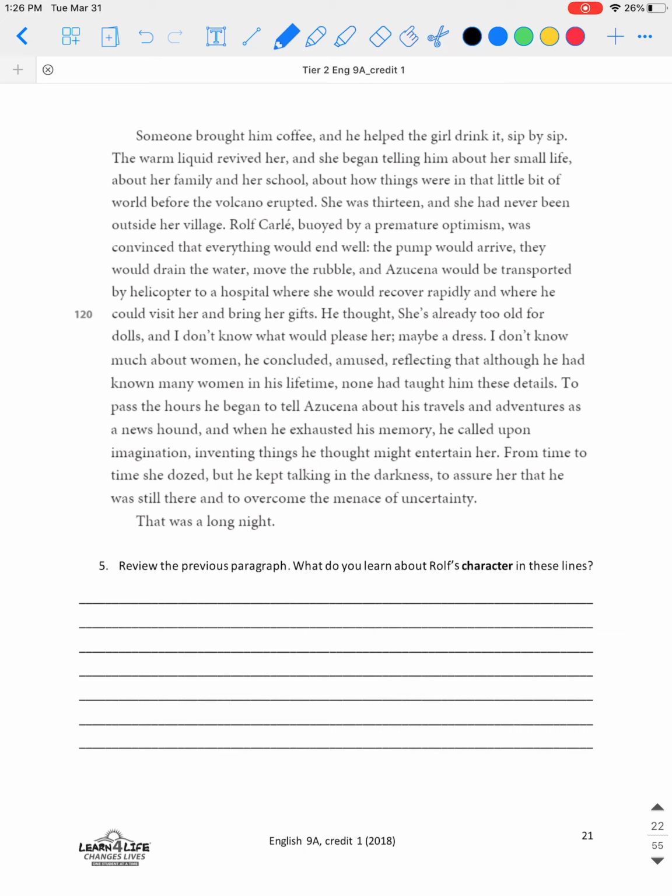So this answer should be a couple of sentences, so make sure you go back and pull things from the story to answer that question.